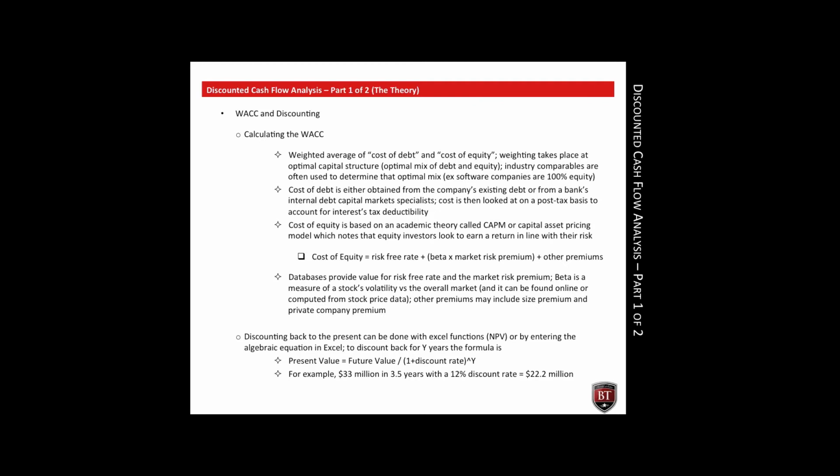Some stocks, just because of the whims of the market, move a lot more than the market. The market moves by 0.5%. These stocks might move by 1%. They're going to have a beta over 1.